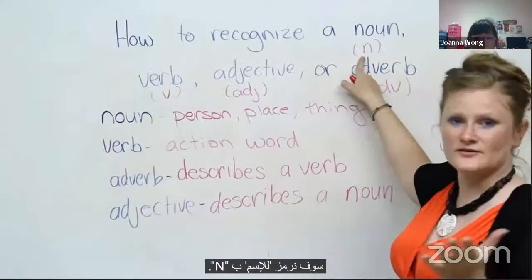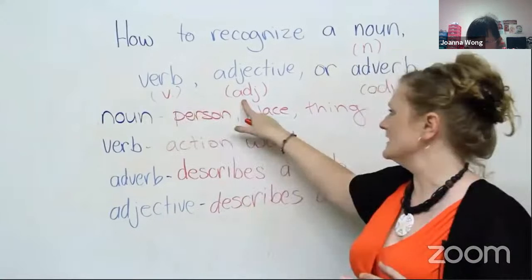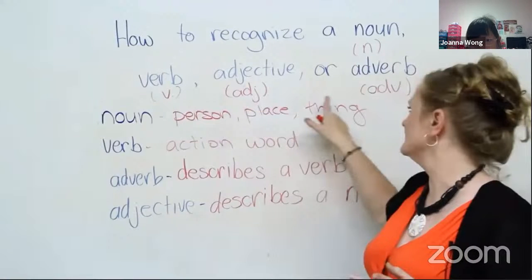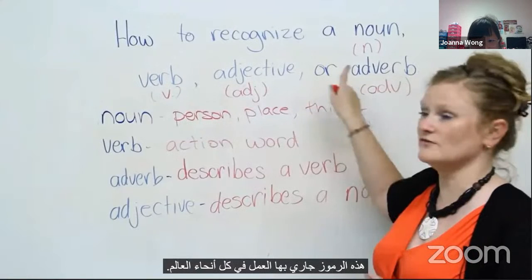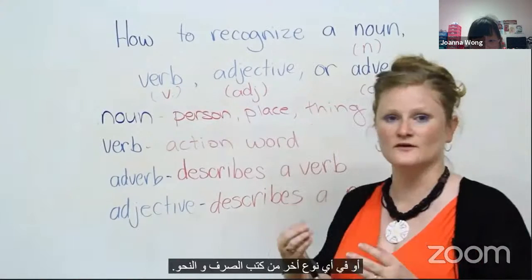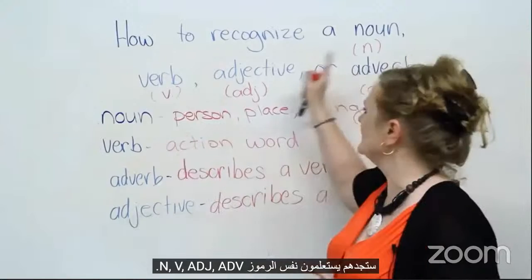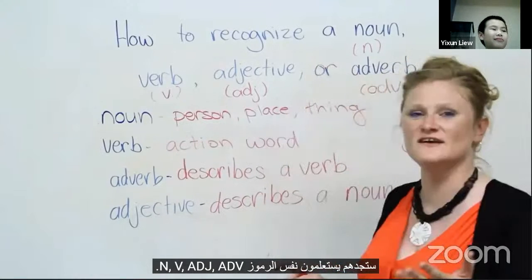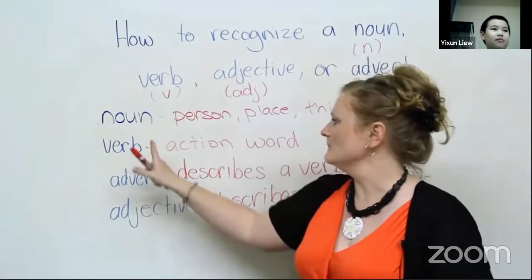A noun is going to be represented by an N, a verb is a V, an adjective is an ADJ, and an adverb is an ADV. So these are universal. If you look in dictionaries or in some kind of grammar book, they will use N, V, ADJ, and ADV. I did not make these up. I'm not taking credit.